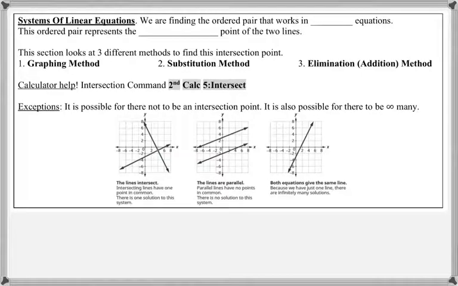Section 4.1 is solving systems of linear equations with two variables. So we're given two equations and we're trying to find an x and a y value. That's an ordered pair, and that's the ordered pair that works in both equations. If you plug in the x and the y value into both equations, they need to work in both of them. And this ordered pair represents the intersection point.